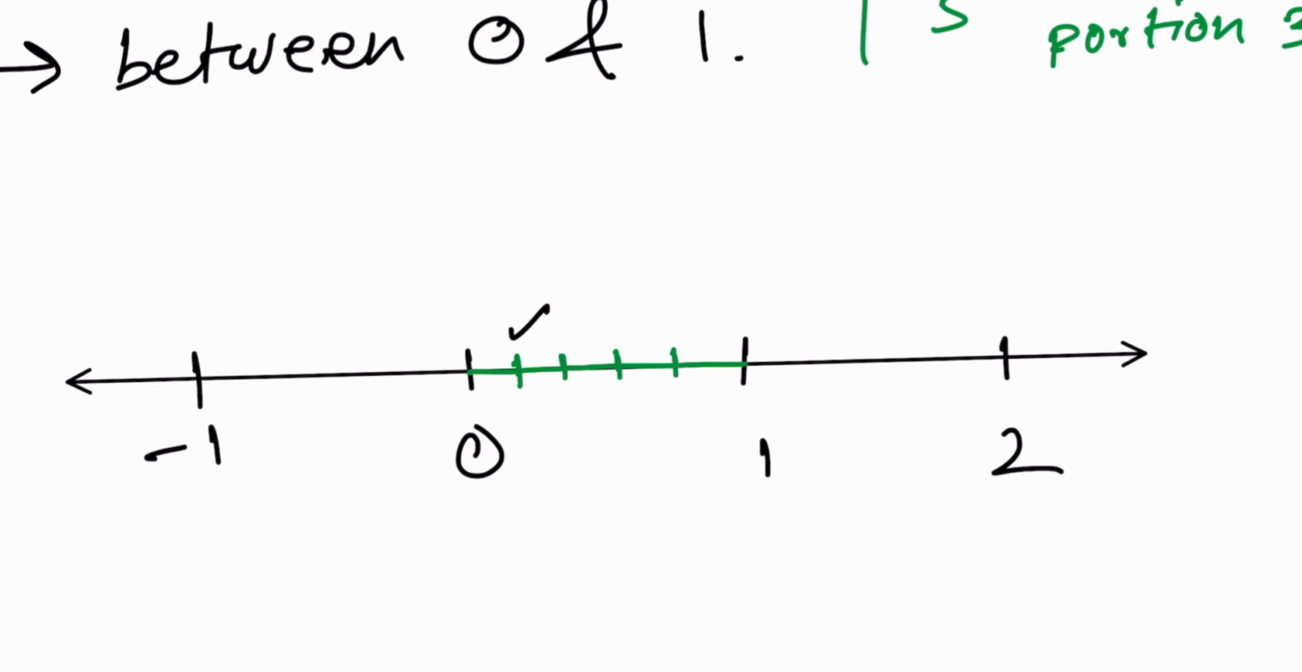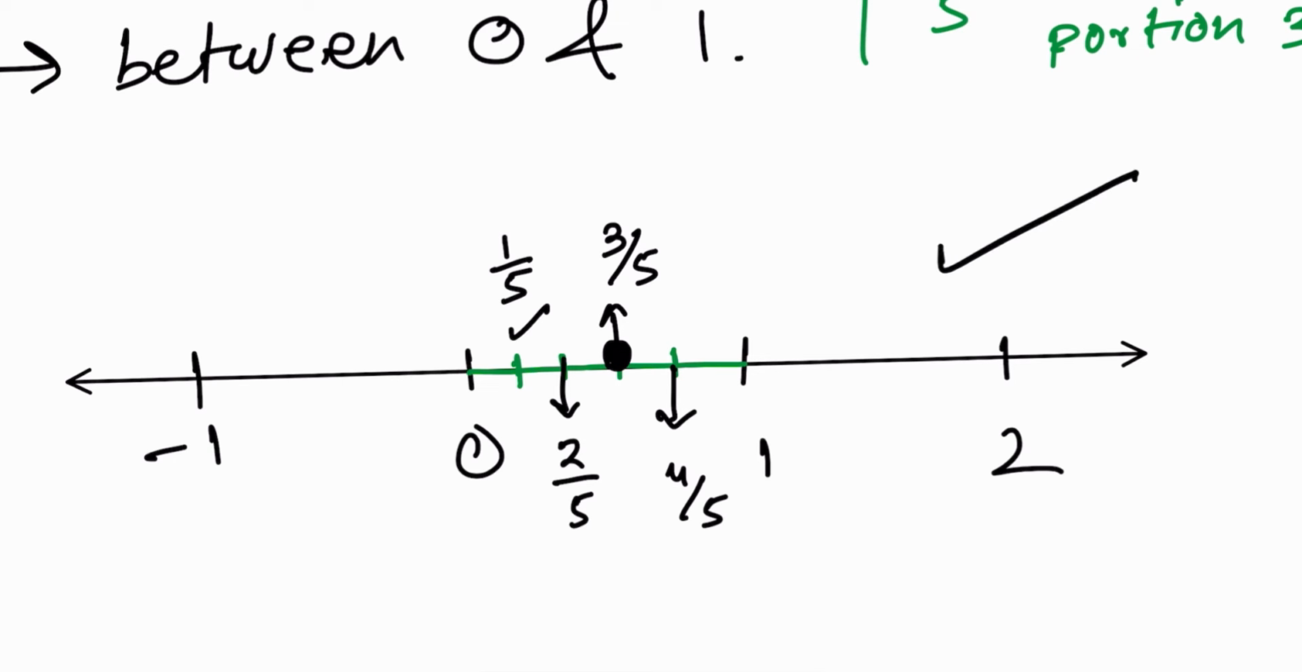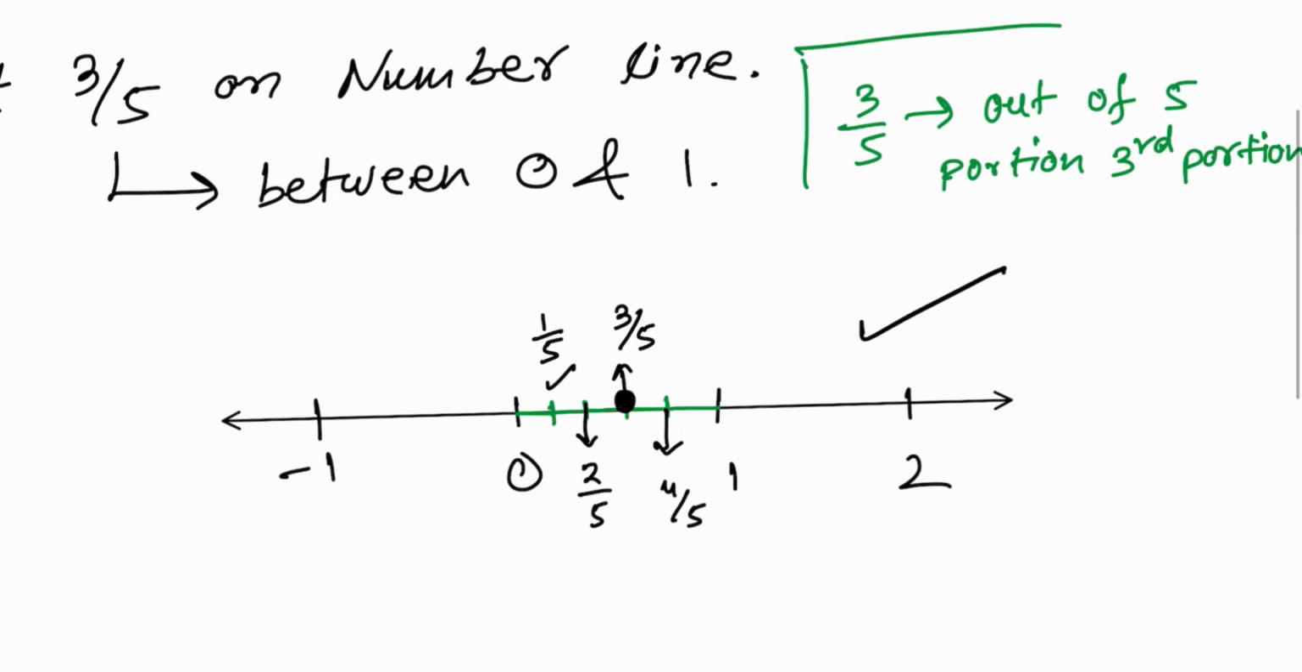The first one is called the first portion, that means 1 out of 5 portions. The second one will be called the second portion, 2/5, that means 2 out of 5 portions. The third one will be called the third portion, that means 3/5. And the fourth one will be called 4/5. We have to plot 3/5 only, so we can make a circle on that number and fill the circle, and that will be your answer. That is called plotting a number on a number line.